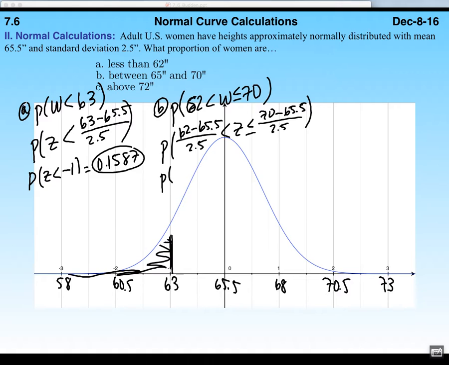Can somebody tell me what those values are? -1.4. And 1.8.